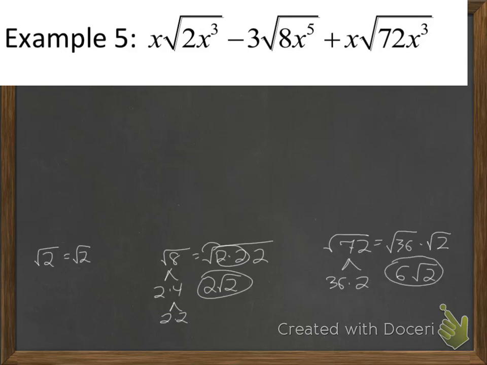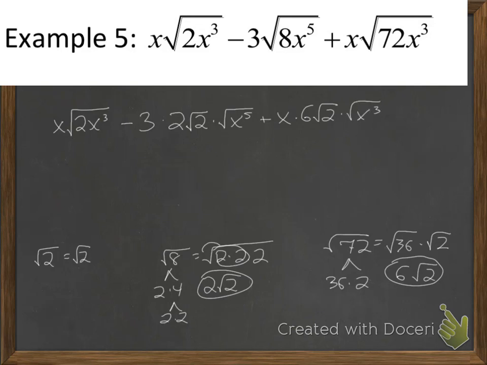Okay, so that's the first step. Let's just take a minute and rewrite this using the information we have. So x times the square root of 2x cubed, nothing changed there so far. We're going to do more stuff, but right now nothing's changed. I'm going to rewrite the square root of 8 as 2 square roots of 2, and then I'm going to keep the square root of x to the 5th. I'm just going to bring it down, not really messing with it yet. We will, we're just not there yet. I'm going to rewrite the square root of 72 as 6 square roots of 2, and then again just bring down the square root of x to the 3rd.